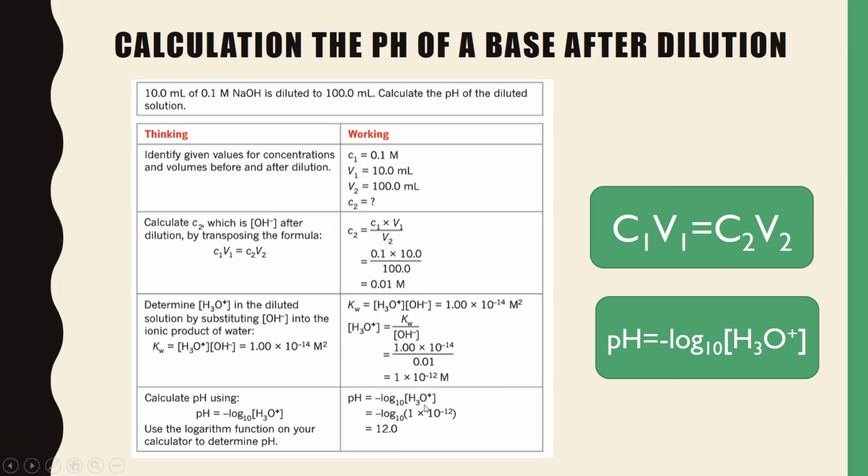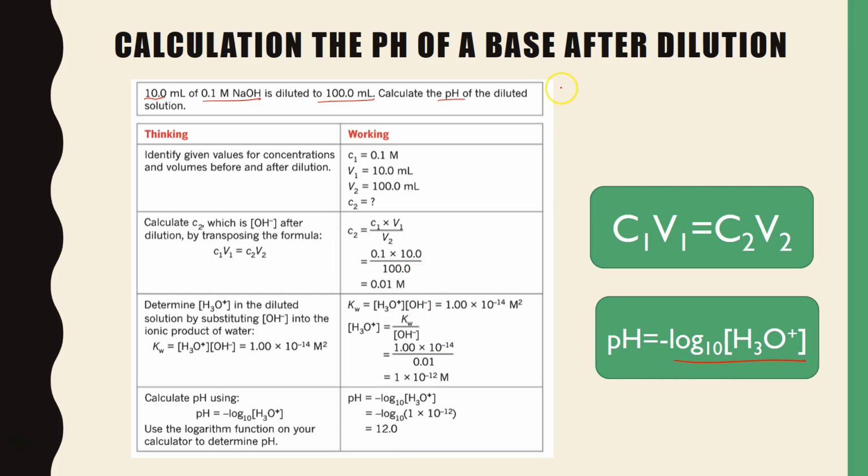The second example is shown over here. We've got 10 mL of sodium hydroxide, and that's diluted to 100 mL. We need to calculate the pH of the final solution. Again, pH is calculated by negative log 10 of the concentration of H3O. Before we can calculate the concentration of H3O, we first need to calculate the concentration of OH.